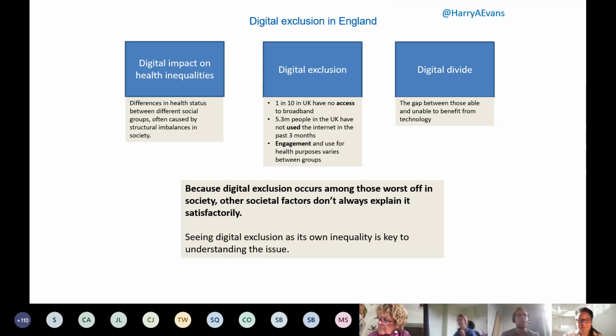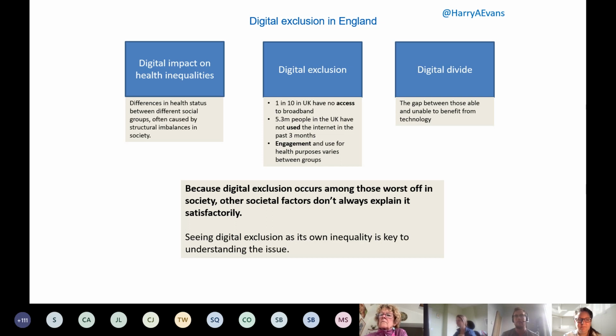So thank you. Cool. So just some definitions, and I really want to keep this brief because I want to get on to the discussion and hear what everyone has to say about this, and to move into listening mode, I suppose. So the first thing is, we've got digital impact on health inequalities, digital exclusion, digital divide.